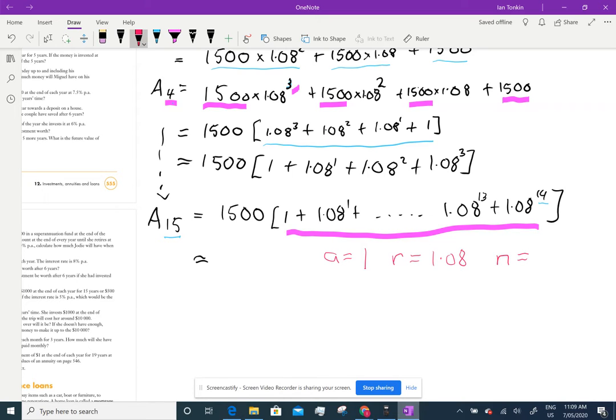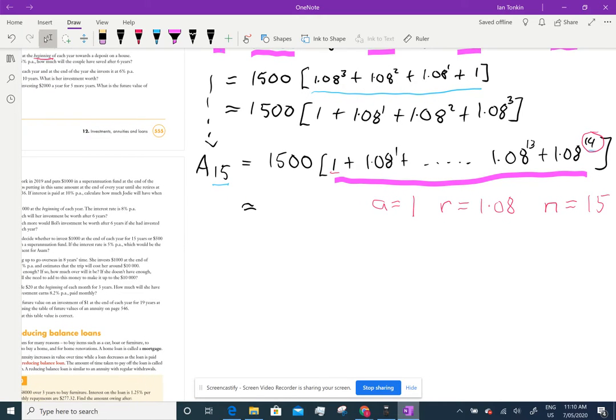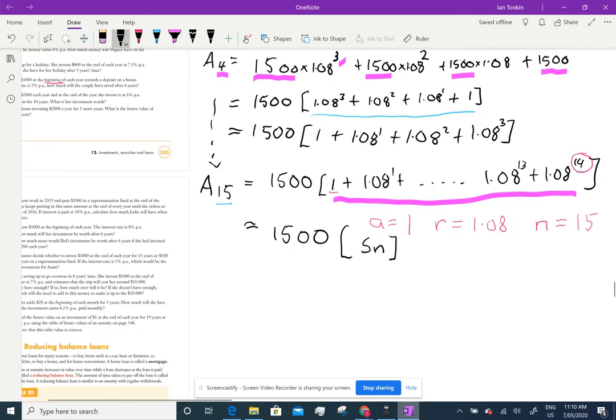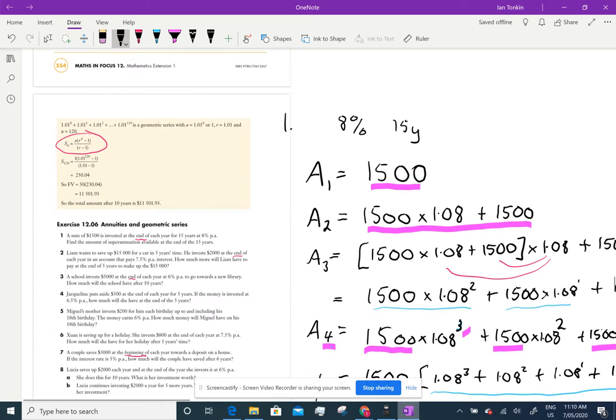How many terms are there? A lot of people will go, oh, there's only 14. No, there are 15, because you're starting at 1, or you're starting at 1.08 to the 0. So you got 1 plus 1 to 14, you got 15 terms. So now, 1500. Now, because that's a series, I'm just going to use S of n. And that's what I said, you're going to use S of n over here.